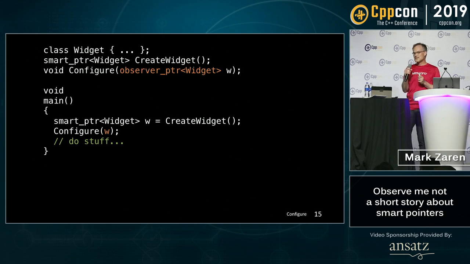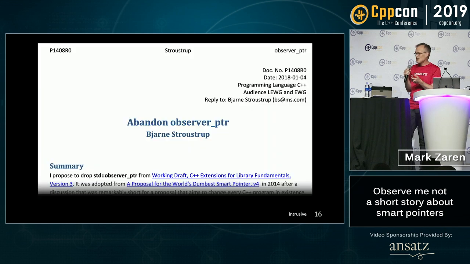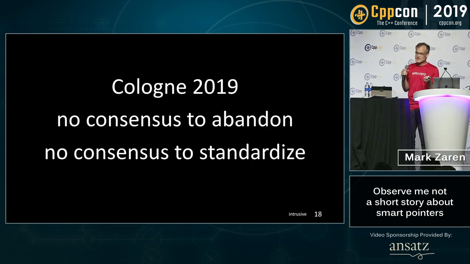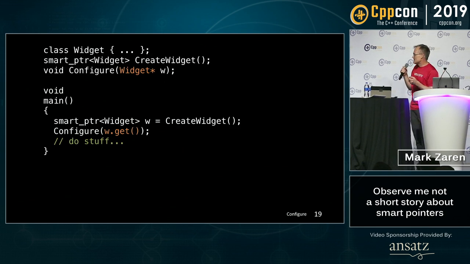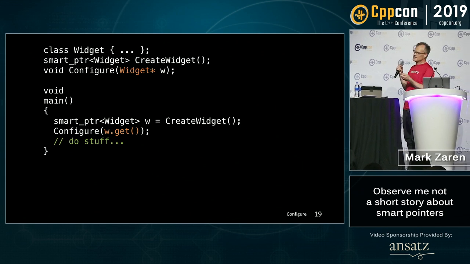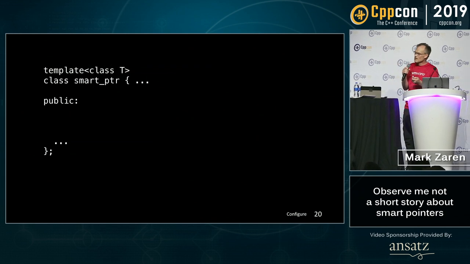Or we could use a fancy pointer wrapper that means nothing, like we find in the Library Fundamentals TS. But that kind of leads us into the fire swamp of design, where we find LEWG sessions of unusual size, and we end up with no consensus to abandon and no consensus to standardize either. So if we want to avoid that swamp, we're back with pointers, and we have to look for other ways to get rid of the get.